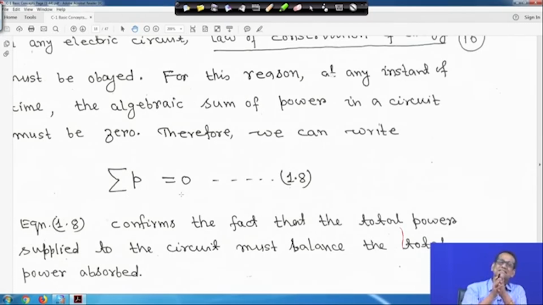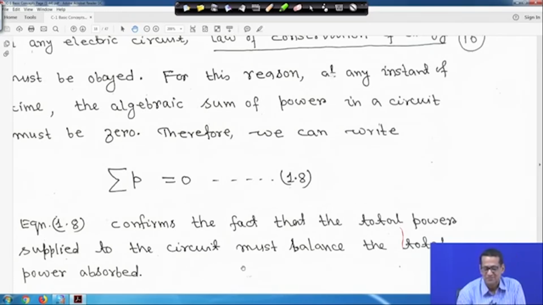The meaning is, in a circuit you may have many voltage sources and many electrical elements, right. In many cases power will be delivered and power will be absorbed. So in other words, power delivered or supplied plus power absorbed is equal to 0. So in the case of power also, sigma p is equal to 0, that means the summation of all the power. Later we will see how power delivered is equal to power absorbed, right.